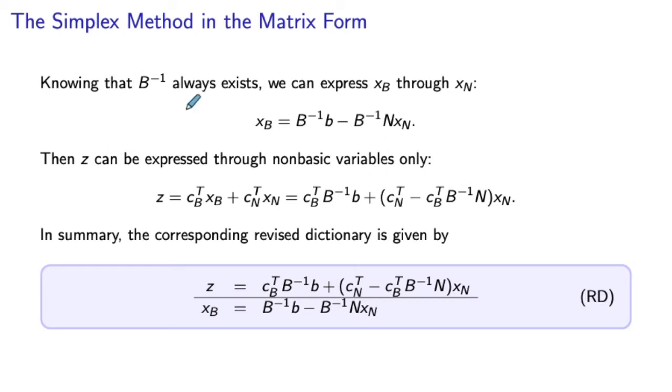So since we know that B inverse always exists, now we can express xb through xn, and we obtain this expression for xb. Then by plugging in xb in the objective, we obtain the expression for z as well. So this is our revised dictionary written in the matrix form that expresses our current dictionary of the simplex method through the original problem data.